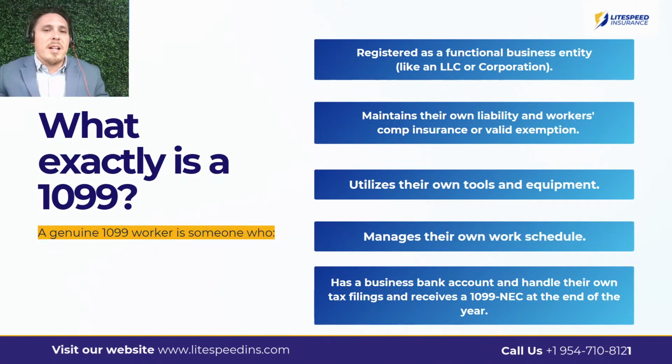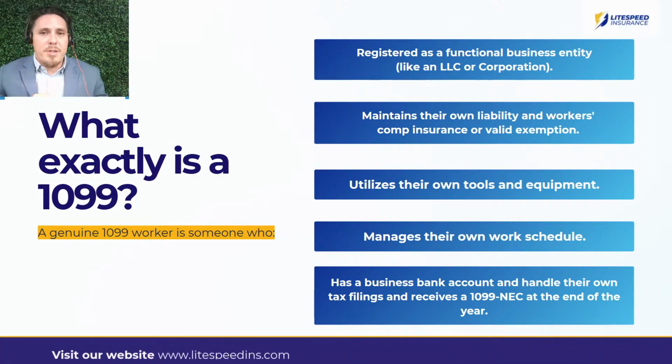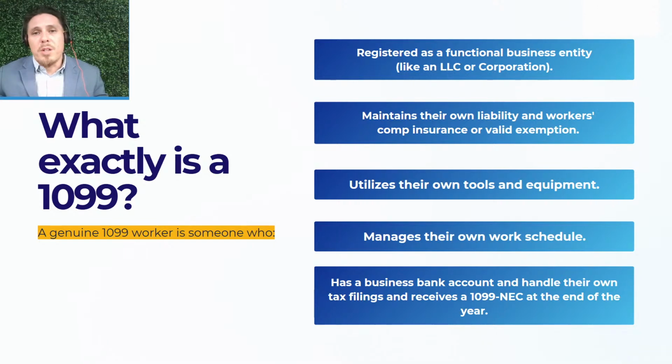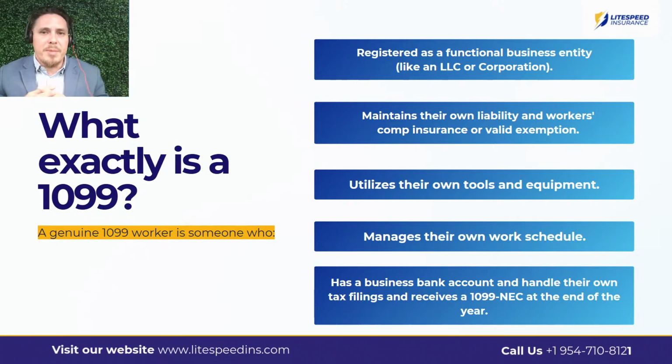So what is exactly a 1099? A 1099 is a registered business: LLC, S corp, corporation. He has that registered. Second would be maintaining their own liability coverage, general liability, workers' comp insurance, or a valid exemption. They also utilize their own tools or equipment. So technically speaking, if you gave them the tools and equipment, they may not be considered 1099s. They may be considered your employees.